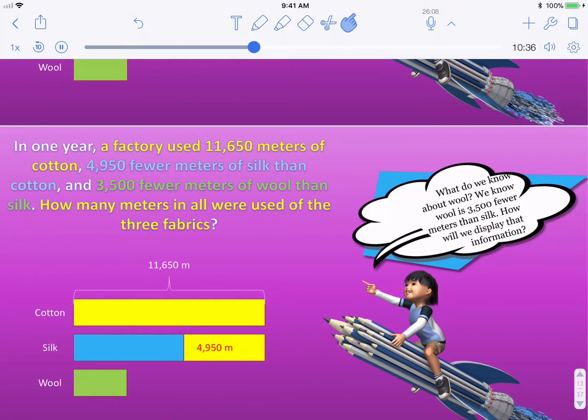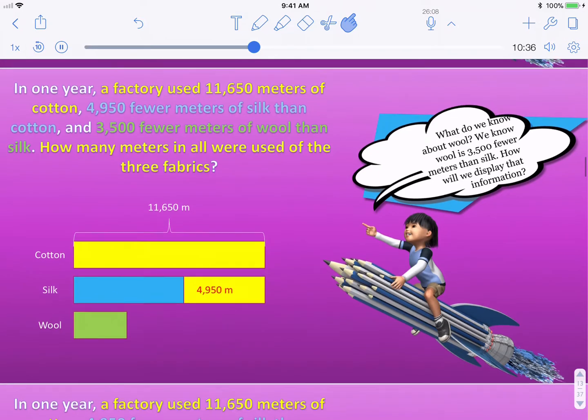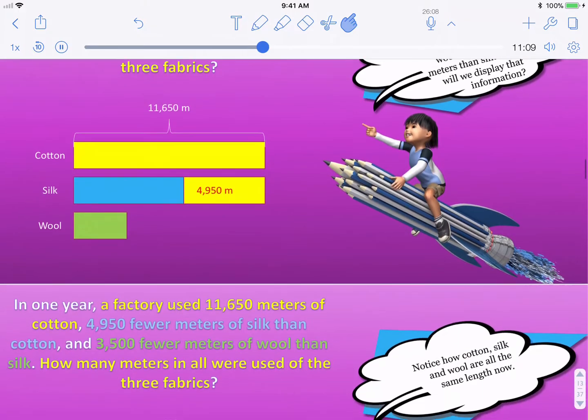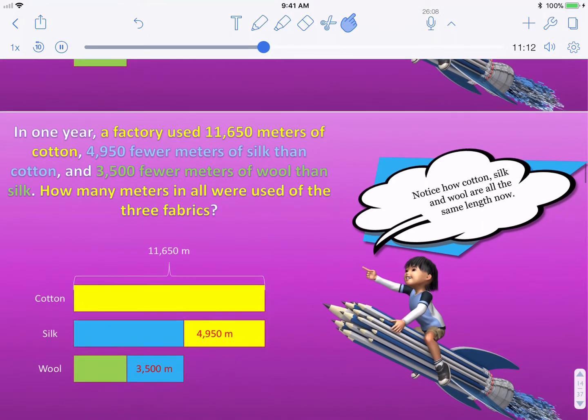What do we know about wool? We know that wool is 3,500 meters fewer than silk. How will we display that information? Can we add to our wool bar to go to the end of the silk bar? Now remember, the yellow part is representative of cotton. So our silk bar is blue. So if we extend our wool bar to match the silk, then we'll know what to subtract.